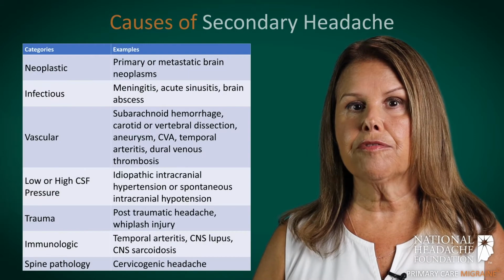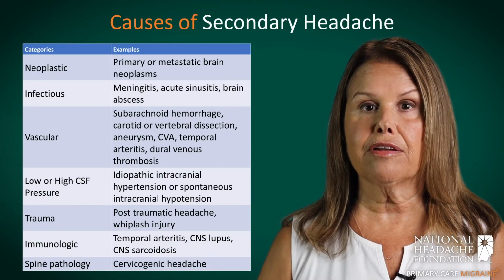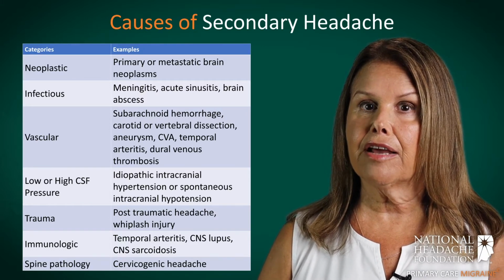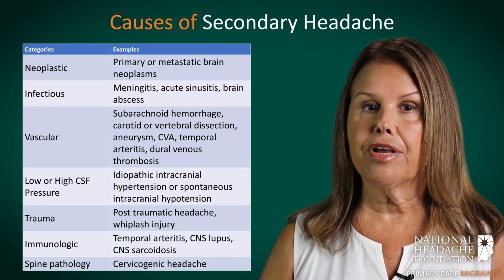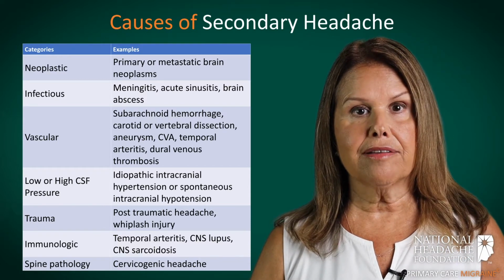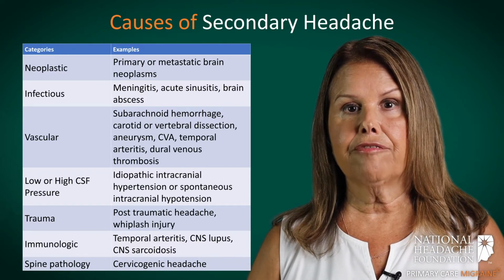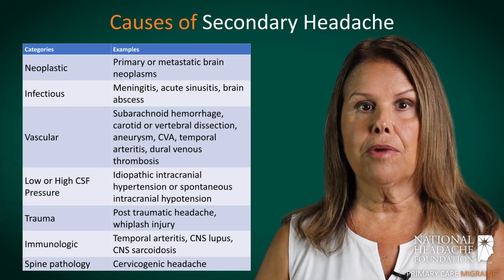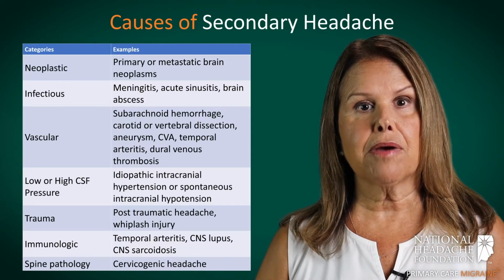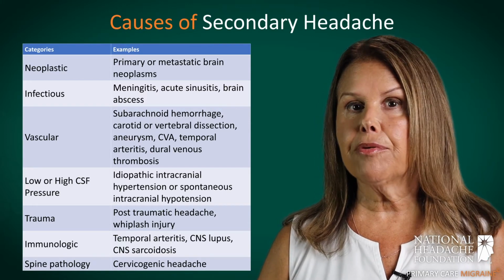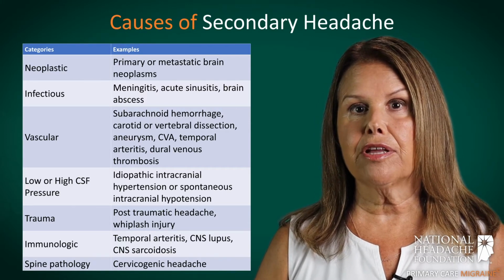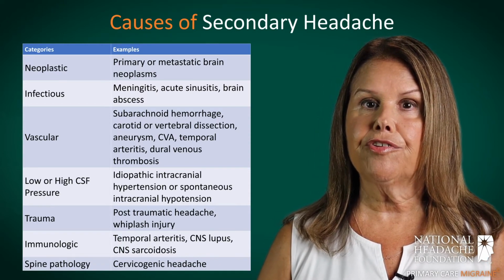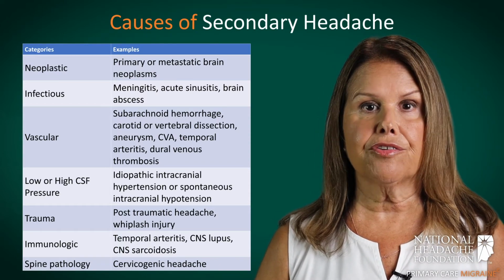This table shows some of the more common causes of secondary headache disorders. The column on the left lists the different categories of secondary headache disorders, including neoplastic, infectious, vascular, low and high CSF pressure, trauma, immunologic, and spine pathology. Examples within each category are shown in the column to the right. As can be seen, there are a vast number of diseases that can cause secondary headache disorders.